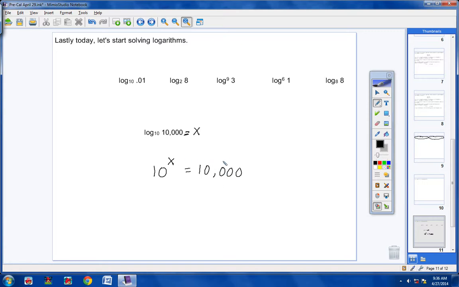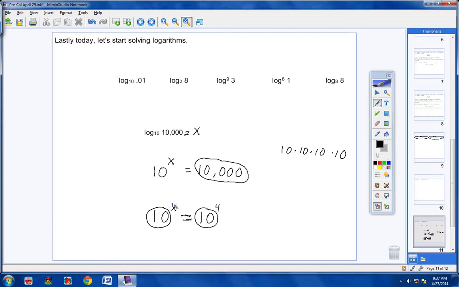Well, hold it. I can write this with a base of 10. Come on, guys. 10 times 10 is 100, times 10 is 1,000, times 10 is 10,000. So I can make a substitution. Look what I can do. 10,000 is the same thing as 10 to the 4th power. Isn't that easy? And now look, what does x have to be? I mean, you've got a base of 10 here, you've got a base of 10 here, both sides are equal, so what would you have to put in for x so that you get a true statement?